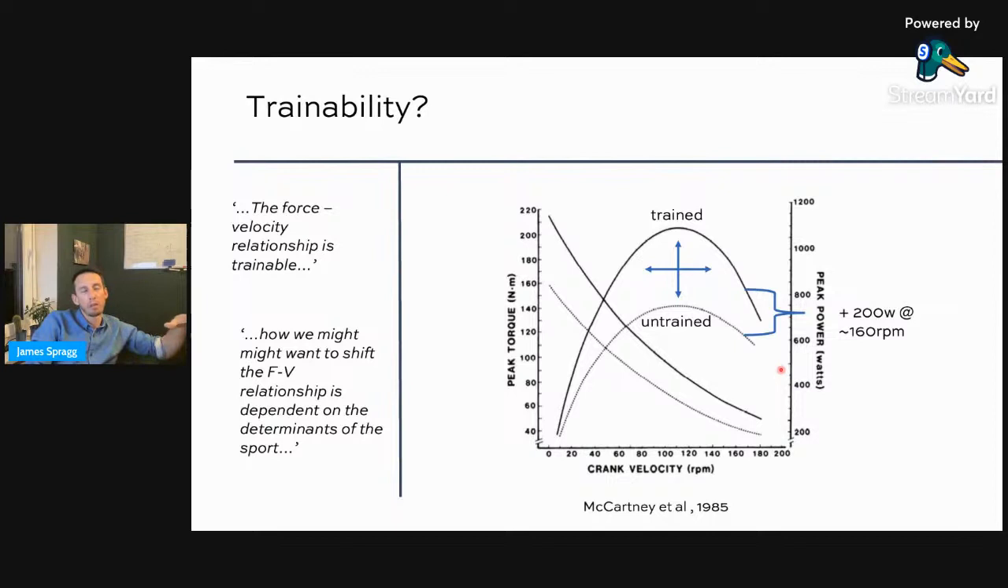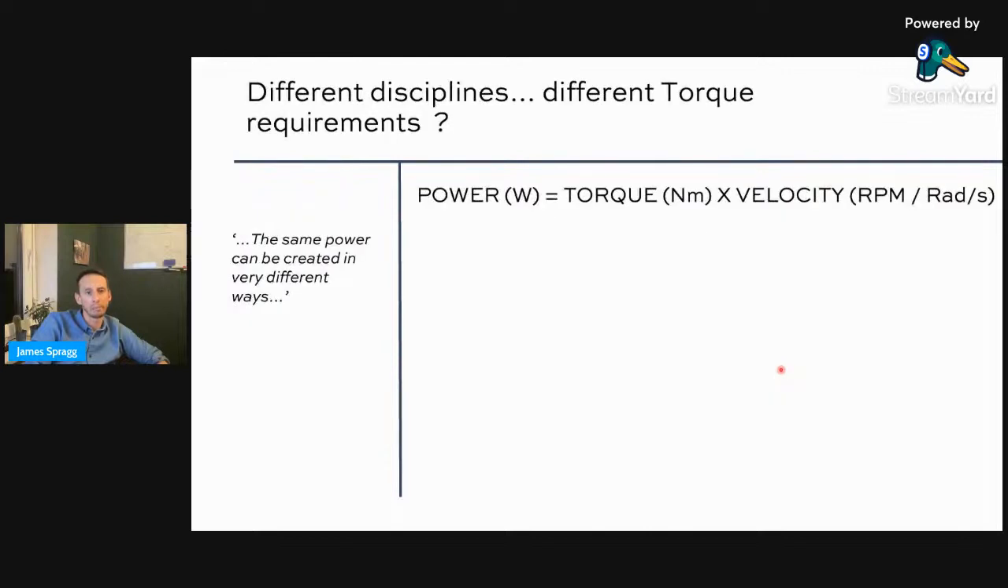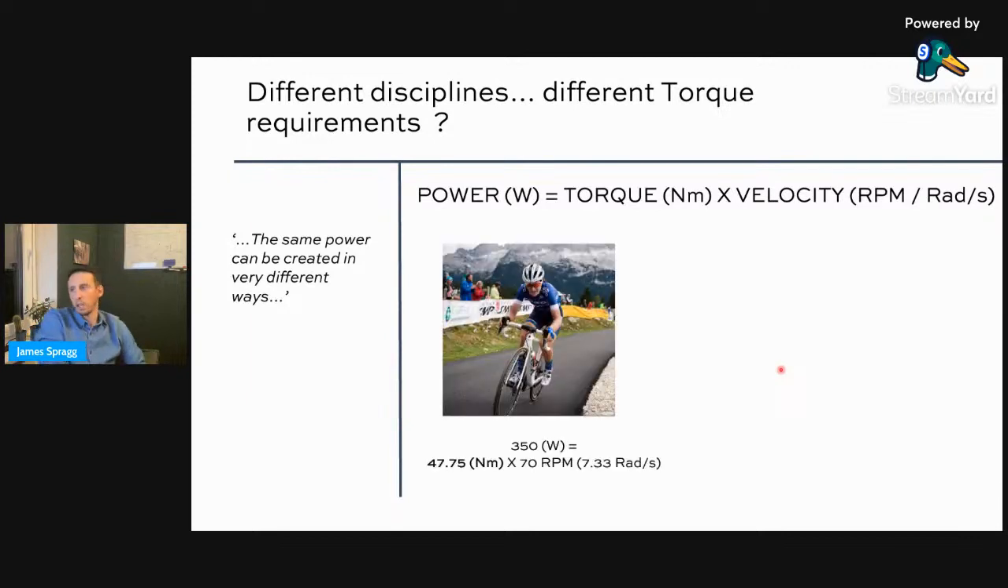So we've spoken about individual muscle fibers, bundles of muscle fibers, and now whole body exercise. Let's apply that to cycling. As I've spoken about, power is torque times velocity. Let's look at one example. Here we have a rider producing 350 watts riding uphill at 70 RPM. The torque they need to produce to reach that 350 watt target is 47.75 Newton meters.